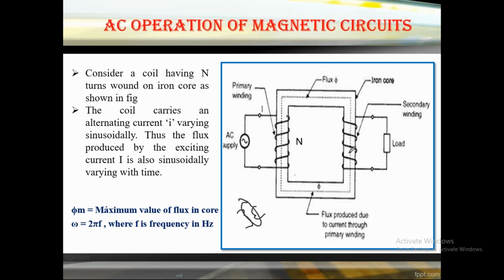Now I am considering n number of coils which are wound on the iron core. So these are the n number of coils: 1, 2, 3, 4, right? Now I am placing these coils on the iron core. We are placing one winding, and I am connecting a load like a light, whatever it may be. So let's consider it is a light.